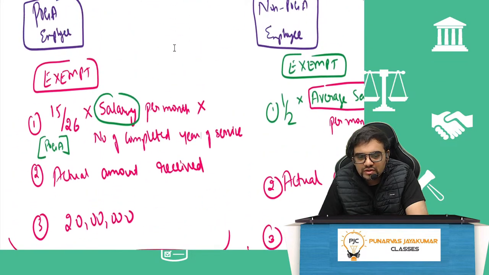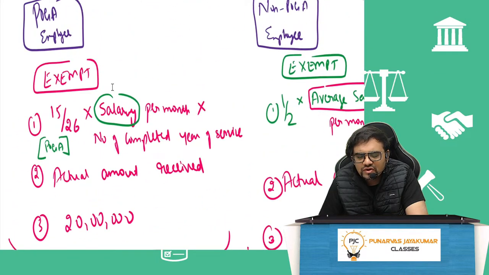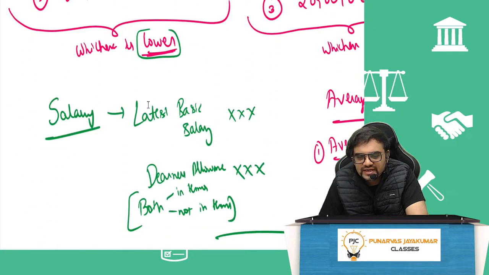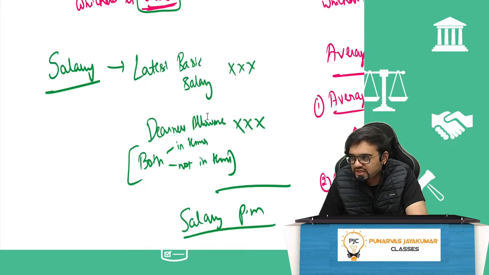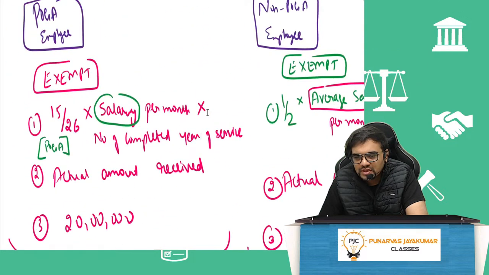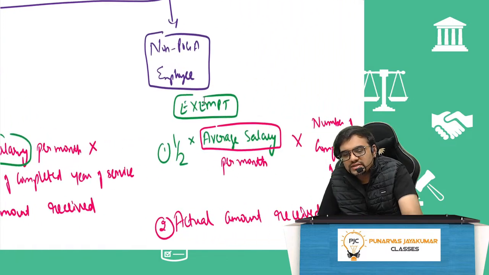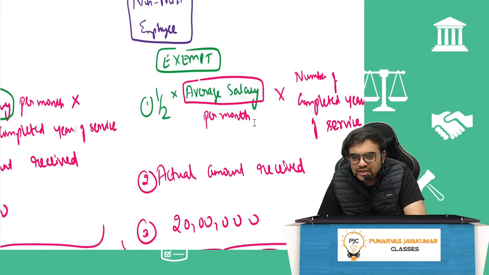Whichever is lower. Now, what do you mean by salary here? It says salary. Will I take all the salary? No. So here, latest basic salary I should take. Latest means at the time of your retirement, whatever you are earning, that salary you should take. And dearness allowance, whether it is in terms or not in terms, everything will come under this because I'm talking about gratuity. So salary per month, this will come. Non-POGA employee, on the other hand, if you are a non-POGA employee, the Payment of Gratuity Act will not apply to you. So instead of 15 by 26, they have directly used the word half. It's almost the same only.